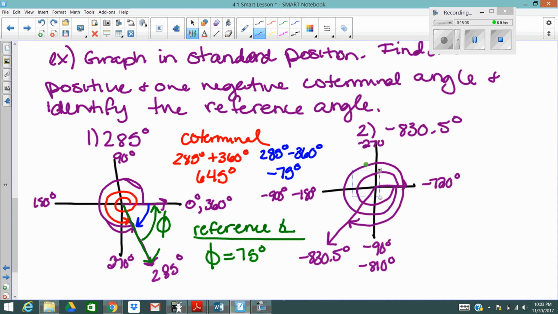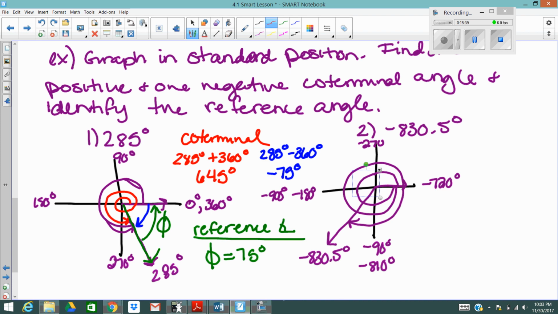So again, it's really important that we draw the angle of rotation, because otherwise how would I know that this angle is negative 830.5 and it's not just one of its many coterminal angles? So moving clockwise around once to negative 360, around twice to negative 720, and then around a bit more to negative 830.5 degrees. So there's my angle graphed in standard position.